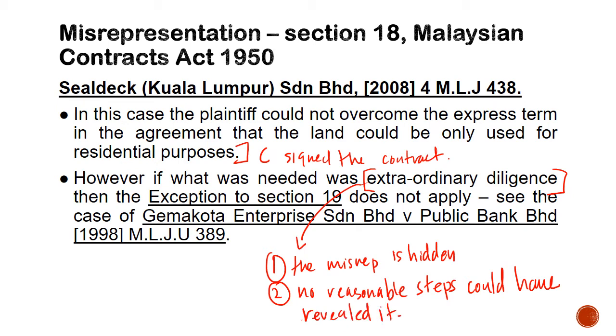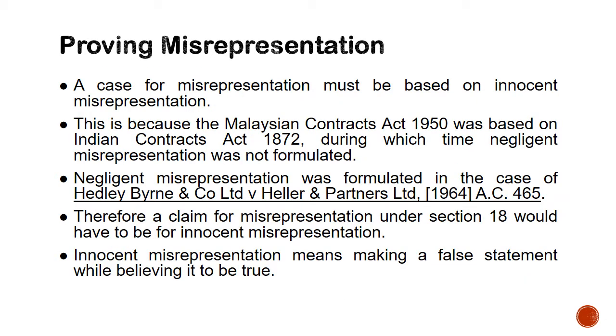So in this sense, you got to look at the case of Gemma Kota, look at the facts of Gemma Kota, and you should be able to see that in that particular case, the misrep was so well hidden that no reasonable steps could have revealed it. So no amount of ordinary diligence would have helped discover the misrepresentation.